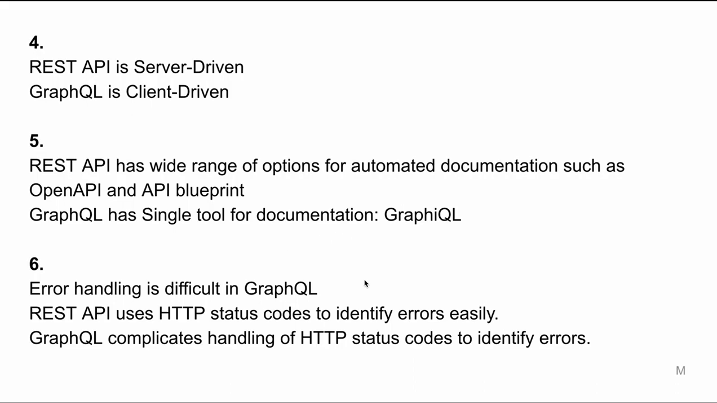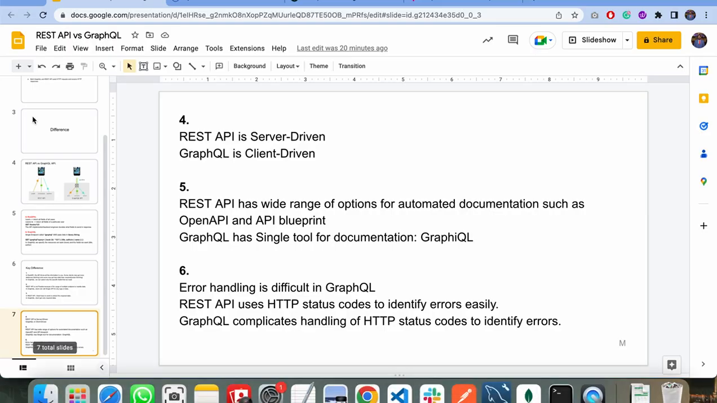Another key difference between these two is error handling. Error handling in GraphQL is a little bit complex because we always get 200 as the status code. If the server throws some error, we are still getting a 200 status code. But in REST API, we get a 200 status code if the client gets some result, and if the backend API throws some error, we get 400 or 500 as the status code.